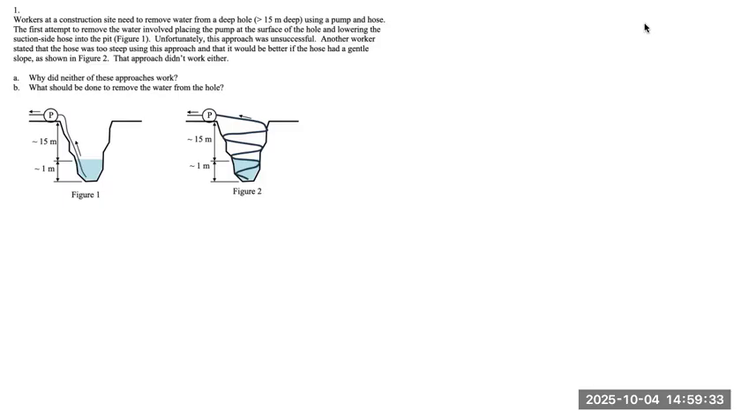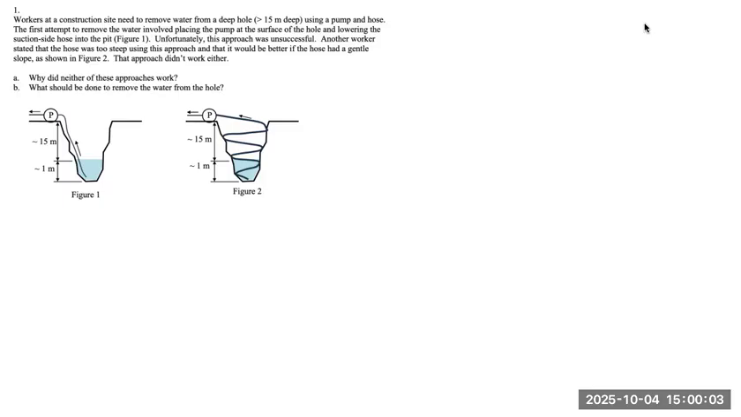The first attempt to remove the water involved placing the pump at the surface of the hole and lowering the suction side hose into the pit. Unfortunately, this approach was unsuccessful. Another worker stated that the hose was too steep using this approach and that it would be better if the hose had a gentle slope, as shown in figure 2. That approach didn't work either. A: why did neither of these approaches work? And B: what should be done to remove the water from the hole?